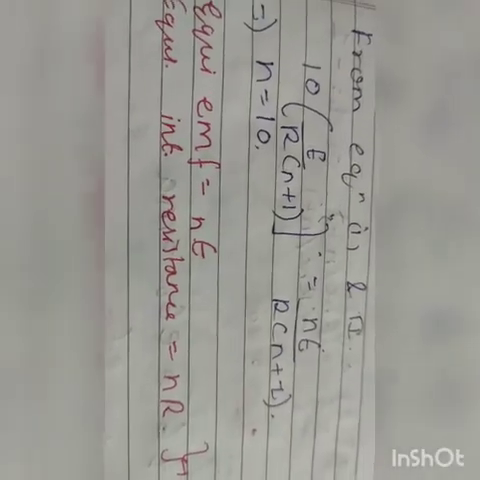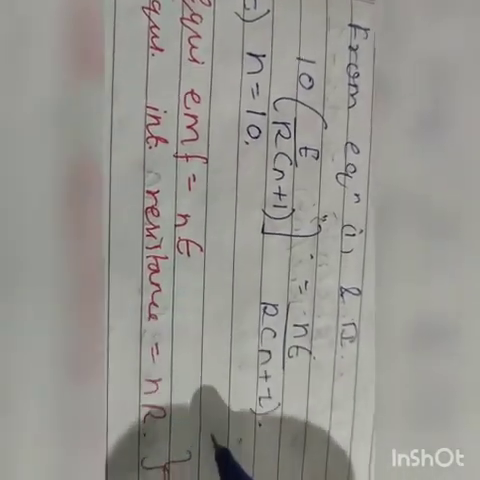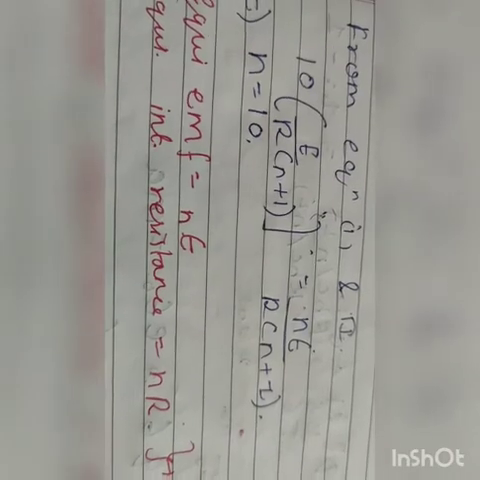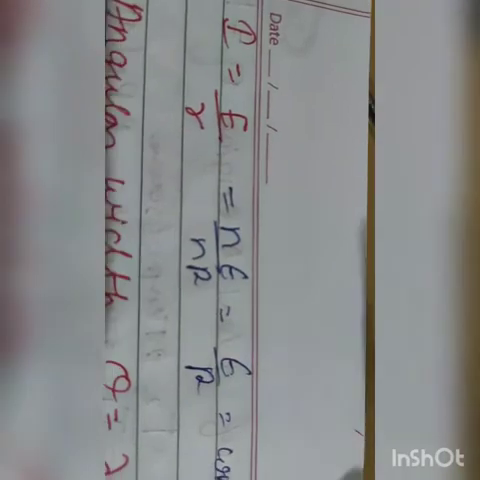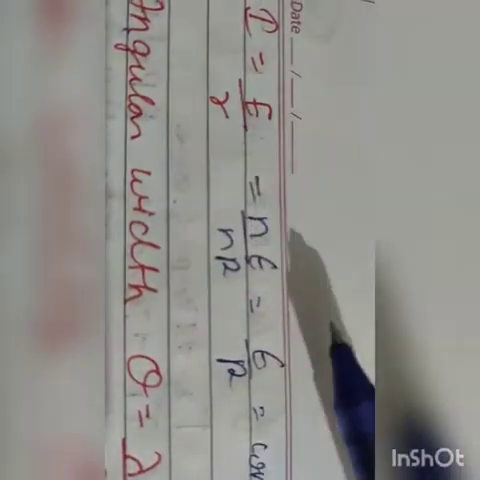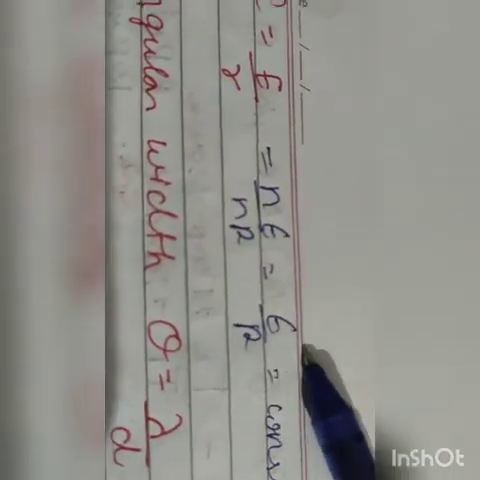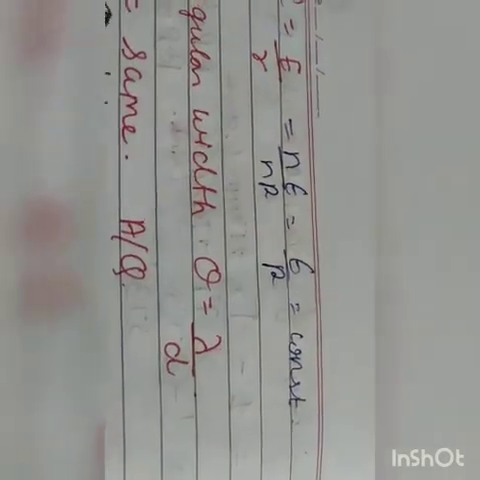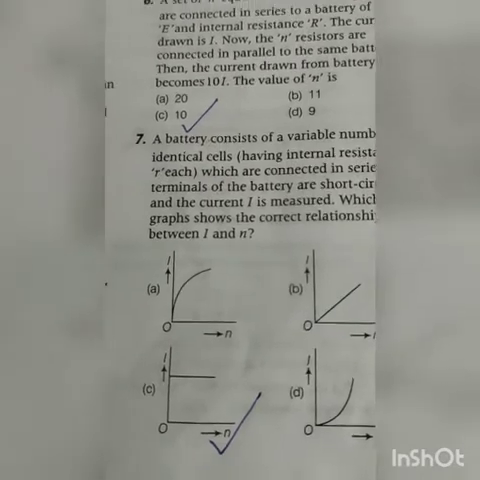Now equivalent EMF will be nE and equivalent internal resistance will be nR. This is for series. Then V is equal to IR, we know the very popular equation. So I is equal to E by R. Here E, voltage or EMF, is the same. So nE by nR, from previous we had got that. So I is equal to E by R, that is constant. So here our relation will be this, where E and R are constant. So I is also constant and we get this value.